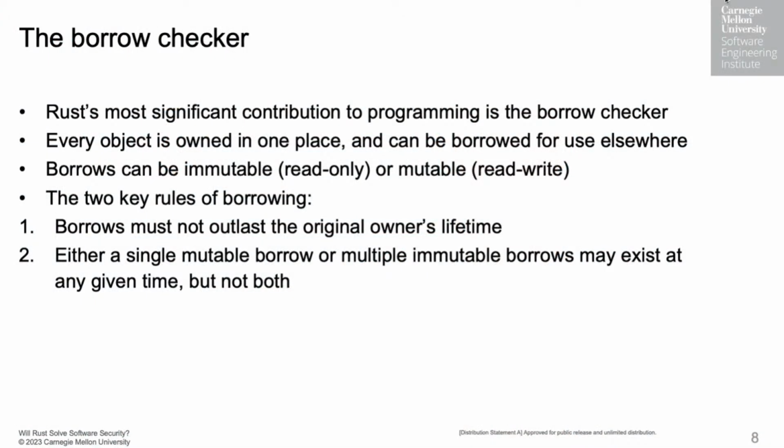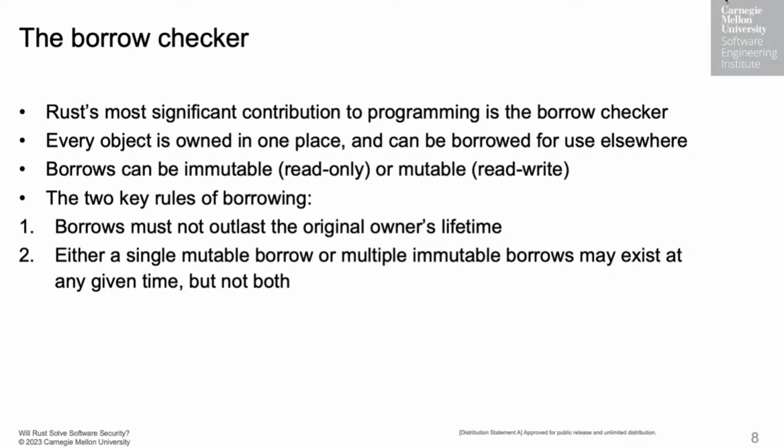So the big feature that Rust brought to the table in the world of programming languages is its borrow checker. In Rust, every object always has one owner. When you create an object, you own it. And then you can either give ownership away when you pass it, moving it to another function, or you can let other code borrow it.